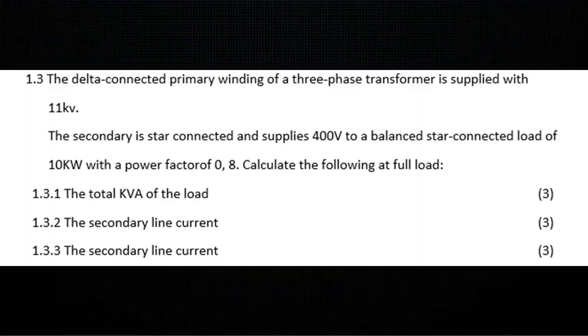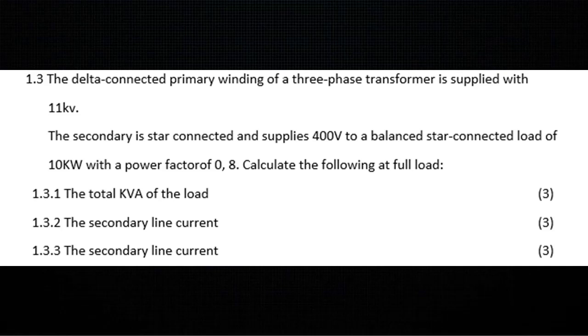Question 1.3 reads, the delta connected winding of a three-phase transformer is supplied with 11 kilovolts. The secondary winding is star connected and supplies 400 volts to a balanced star connected load of 10 kilowatts with a power factor of 0.8. Calculate the following at full load. 1.3.1 says the total kilovolt amps of the load. So because we see kVA, that's an indication that this would be apparent power.